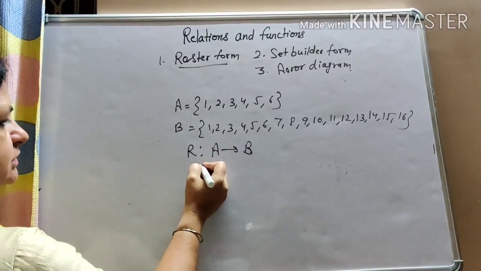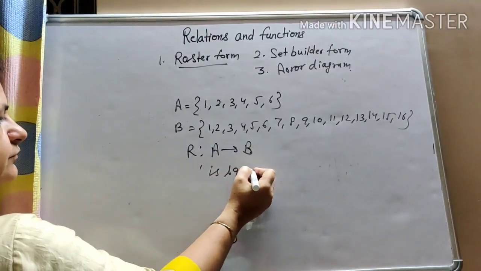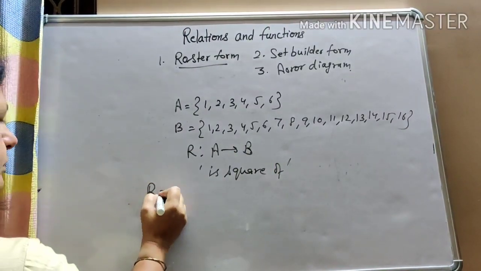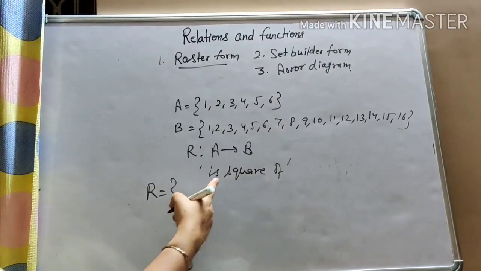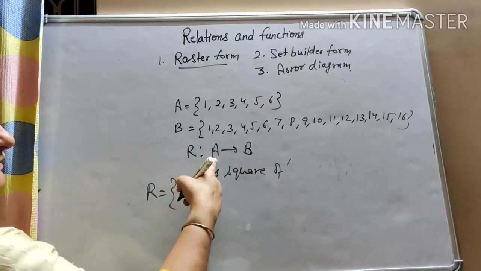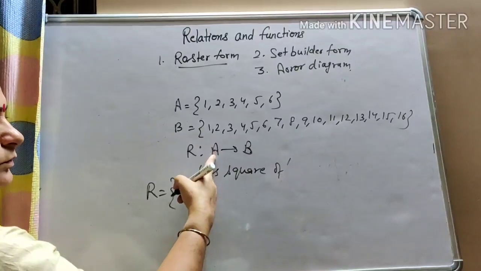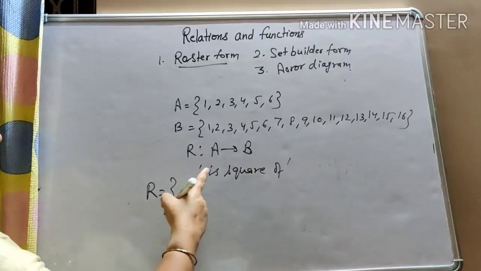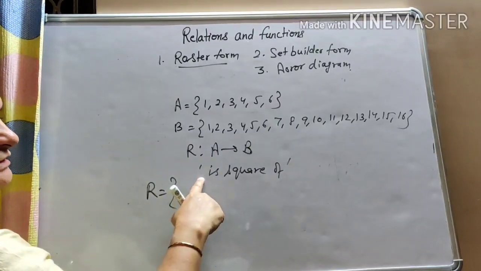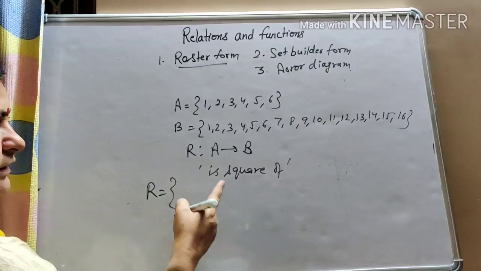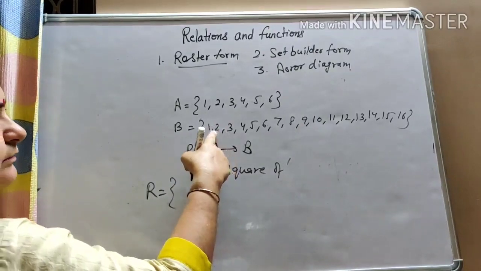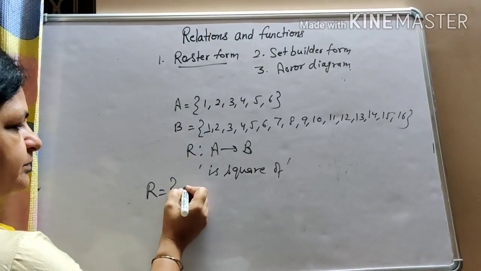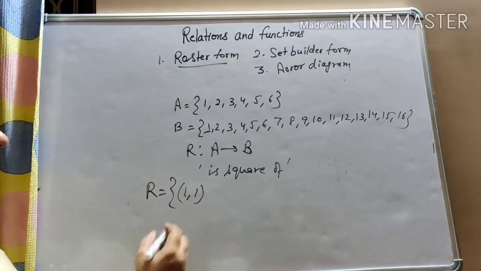And what is the relation? Is square of. It means first element will be of set A and second element will be of set B. Now, relation is square of. It means if we have 1, square of 1 is 1. It means we can write pair 1 comma 1.